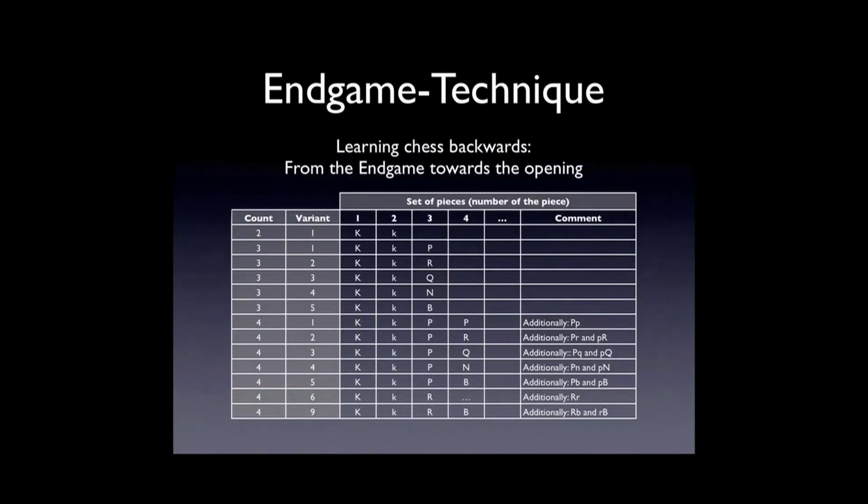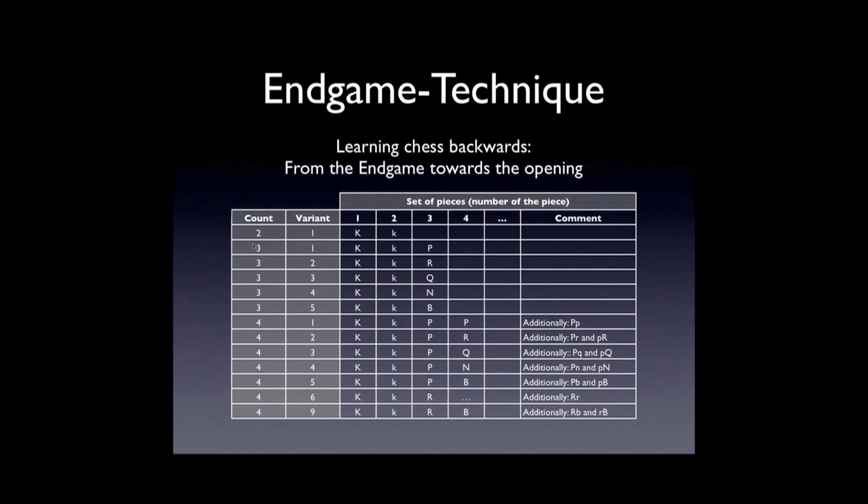Let's have a look at the complexity of the game of chess. If we only have two pieces on the board, it's quite simple. It can only be king and king, so that's the deadest draw ever. But can we learn something from this? Yes, we can. But complexity.